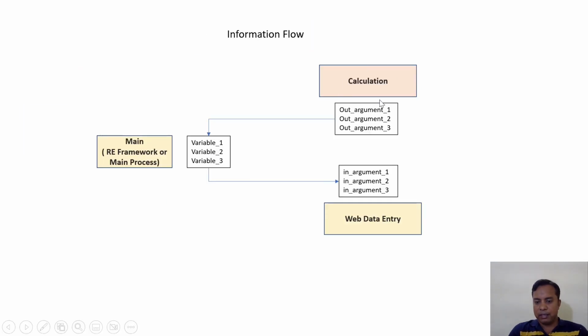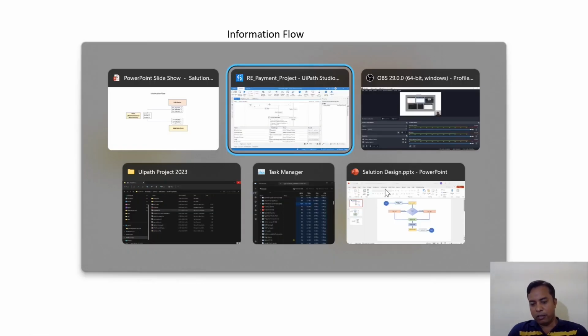You can understand it like this: it is get transaction data. So get transaction data will get the data from the queue, and then get transaction data will give the data to the out arguments, and the out arguments would be assigned to the variables when we are invoking the workflow. So now this data is with the main file, that is the main RE framework, and this main RE framework will send the data using the in argument to the process transaction. Now let's see that in practical.